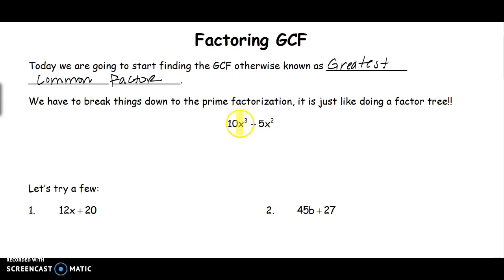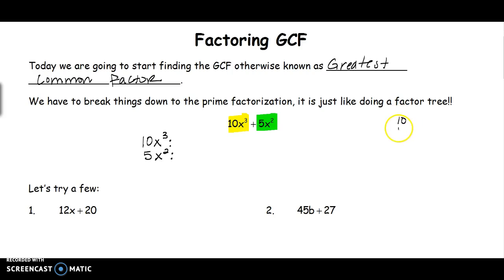So in this problem, we have two terms, and a term is separated by an addition or subtraction sign. Okay, multiplication does not count, nor division, just add and subtract. So we have to break these two down. I like to expand them out in rows, so I'm going to write each of the terms down here.